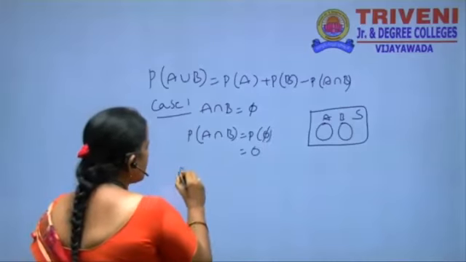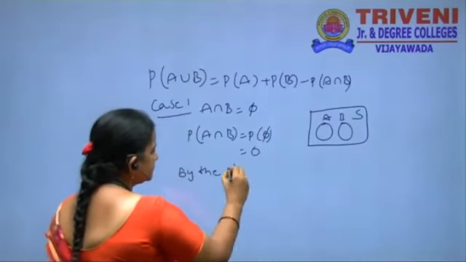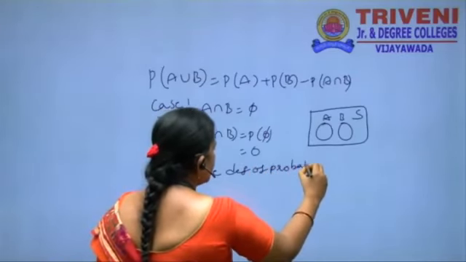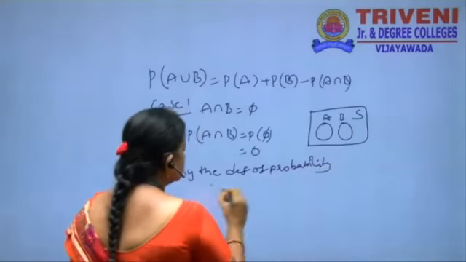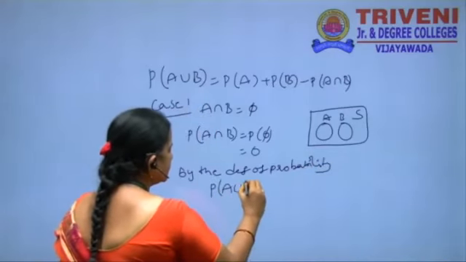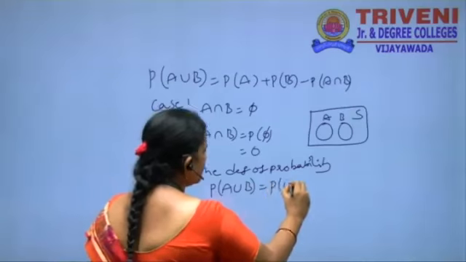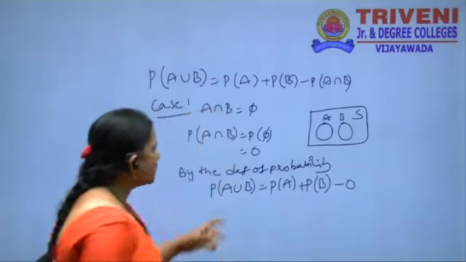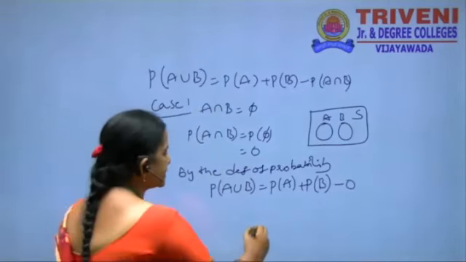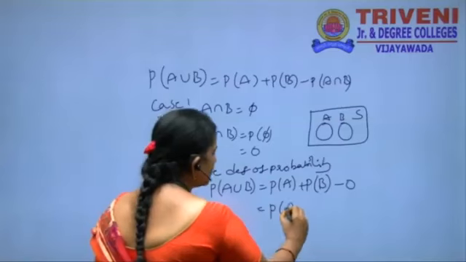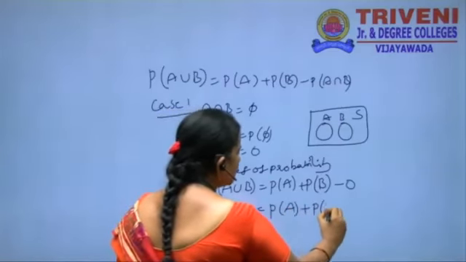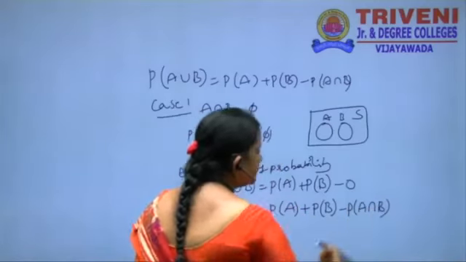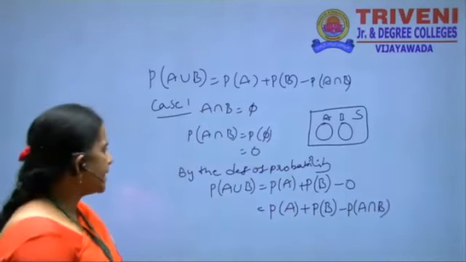By the definition of probability, P of A union B is equal to P of A plus P of B minus 0. Here, in place of 0, we have to substitute the value of P of A intersection B, so it is equal to P of A plus P of B minus P of A intersection B. This is case 1.